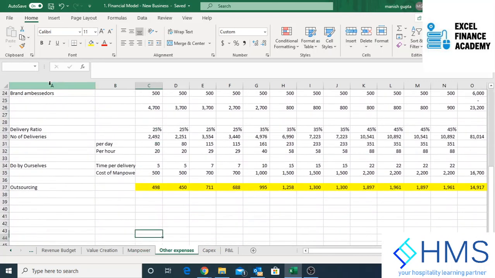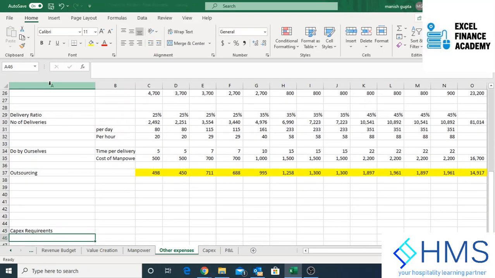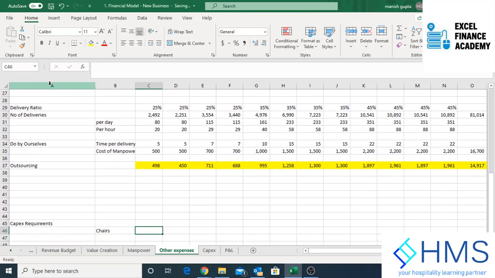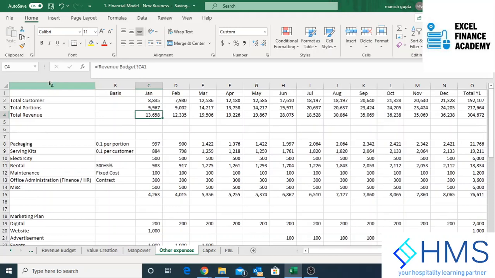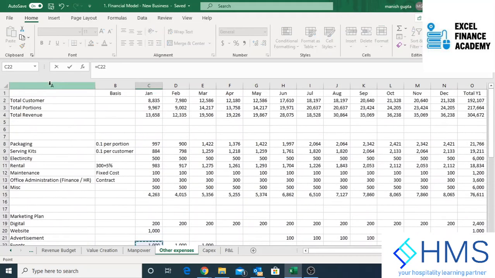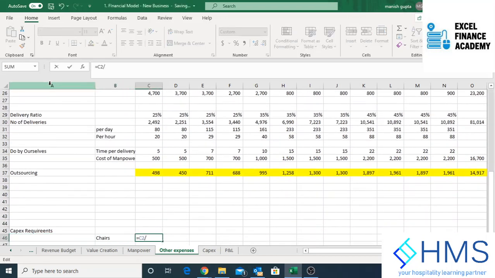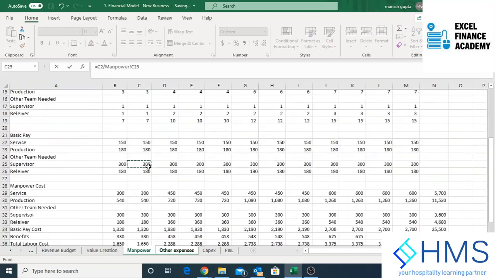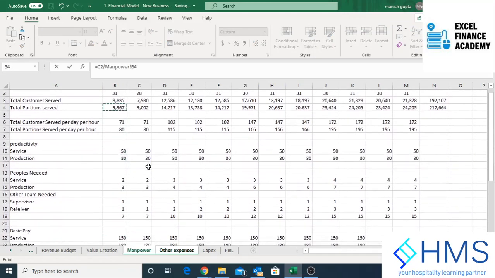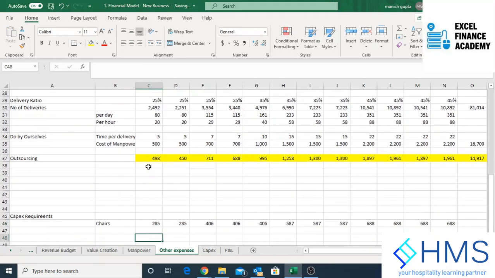So we can start working under this sheet. So capex requirements, chairs. How many chairs will you need? So if you're going to have, let's say, a total of 8,000 customers in a month, you're going to decide, okay, I need to divide by 31, sorry, not by the numbers, let's link it with the manpower sheet with the number of days, then it's easier to copy the formula like this. Yeah, you need 8 per month.